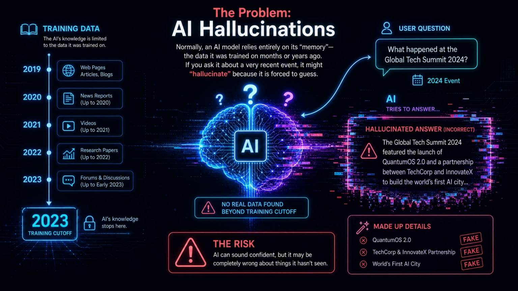Normally, an AI model like a large language model relies entirely on its memory, the data it was trained on months or years ago. If you ask it about a very recent event or a private document it has never seen, it might hallucinate, make up a wrong answer, because it is forced to guess.